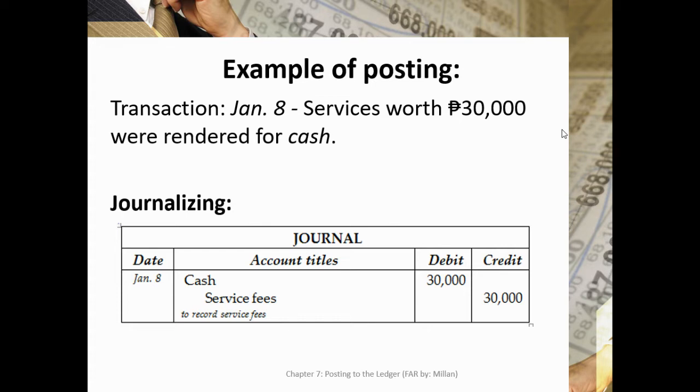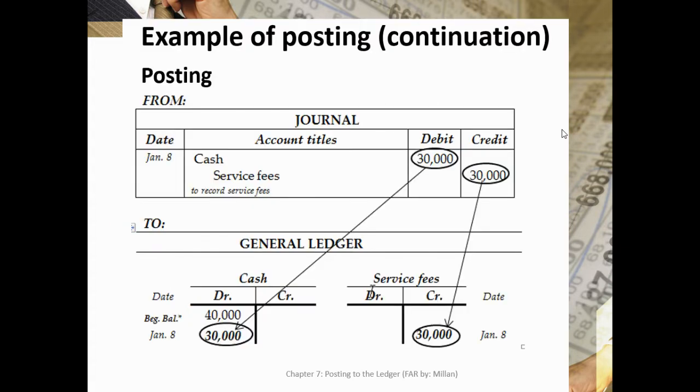Service fees, this is your income. So malamang ang nature ng business mo ay nagre-render ka ng services. Dahil income mo siya, the normal balance of an income is credit. If we analyze this transaction, there is an increase in asset amounting to 30,000 and an increase in income amounting to 30,000. So balance pa rin ang ating accounting equation.